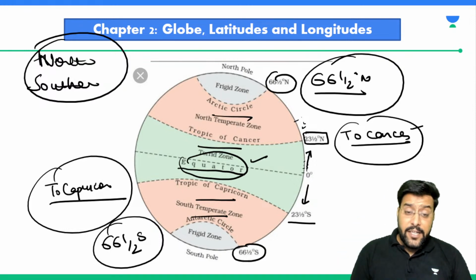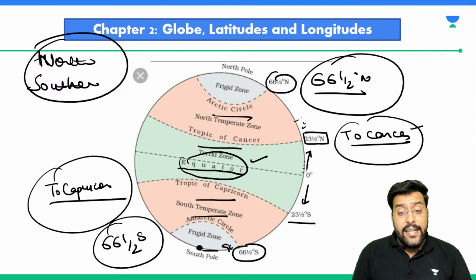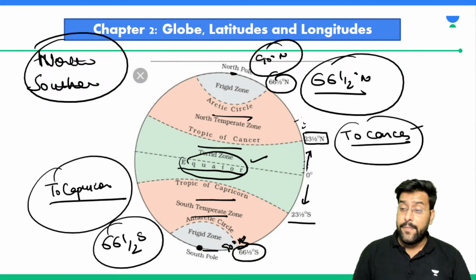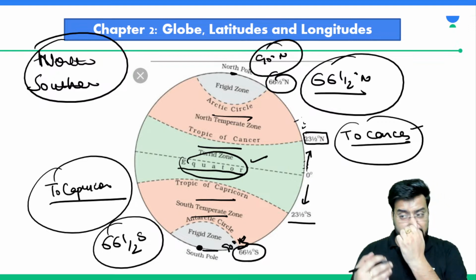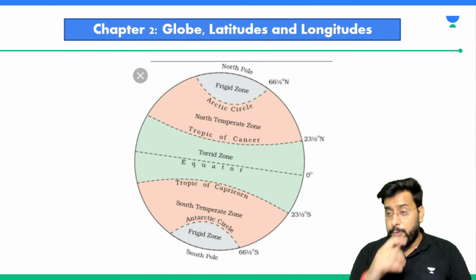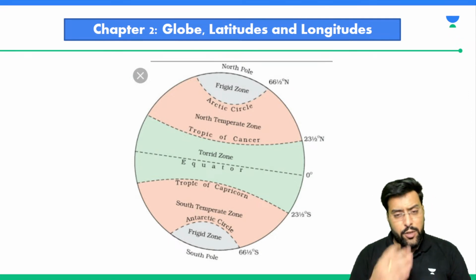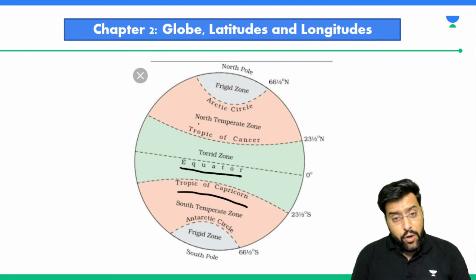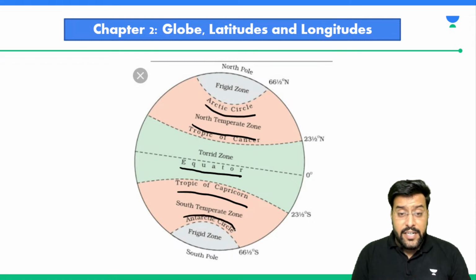From 0 degree, when we reach the South Pole, we get 90 degrees south, which is the South Pole, and on the upward side we get 90 degree north, that is the North Pole. I hope we are clear till here. We are clear with this basic understanding. If you closely look at this image, we have understood what is the equator, what is Tropic of Capricorn, Tropic of Cancer, Arctic Circle, Antarctic Circle, and the North Pole and South Pole.